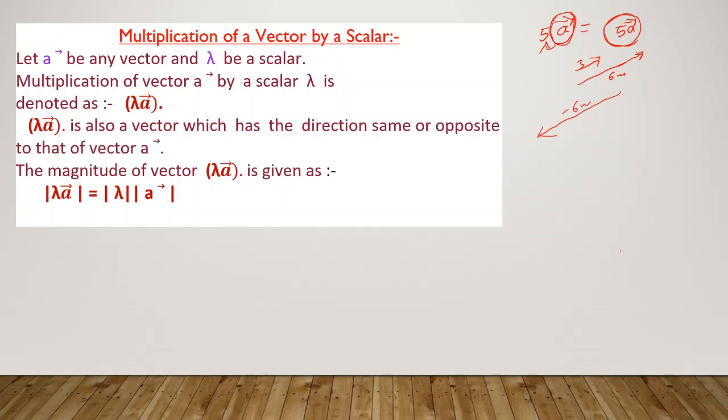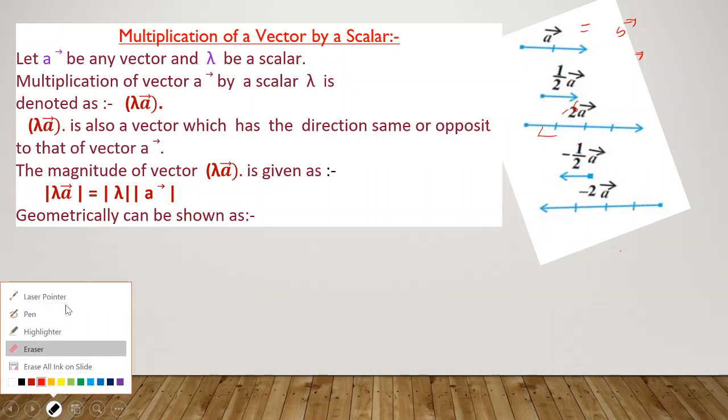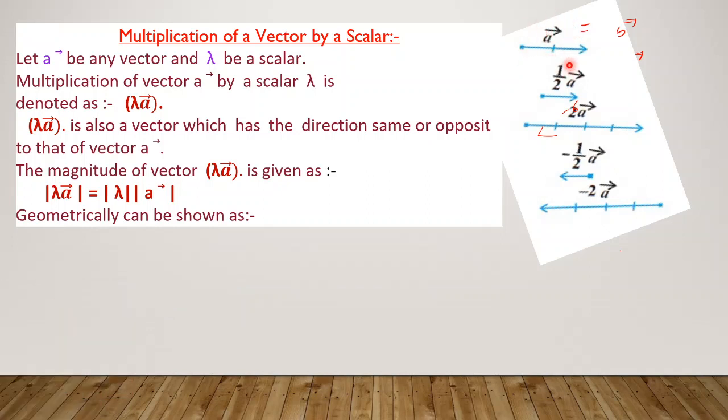So this is the way we find its magnitude. The magnitude of vector lambda A is nothing but the magnitude of lambda into the magnitude of vector A. And geometrically, please have a look at this diagram. This is vector A, and that vector A is multiplied with 1 by 2, meaning half of that. So when you multiply by half, it will become exactly half.